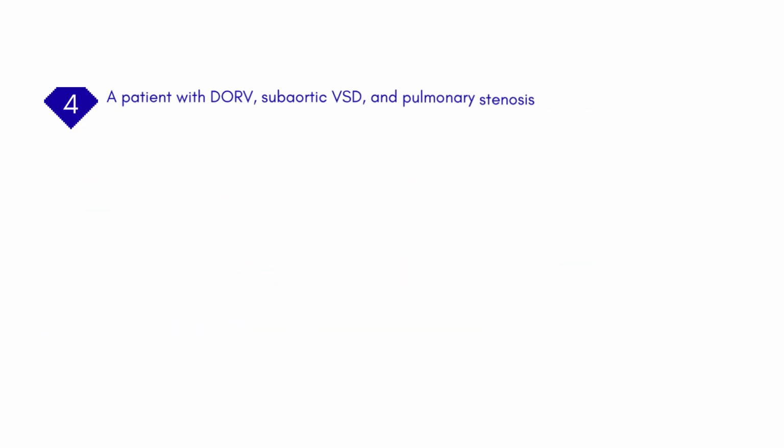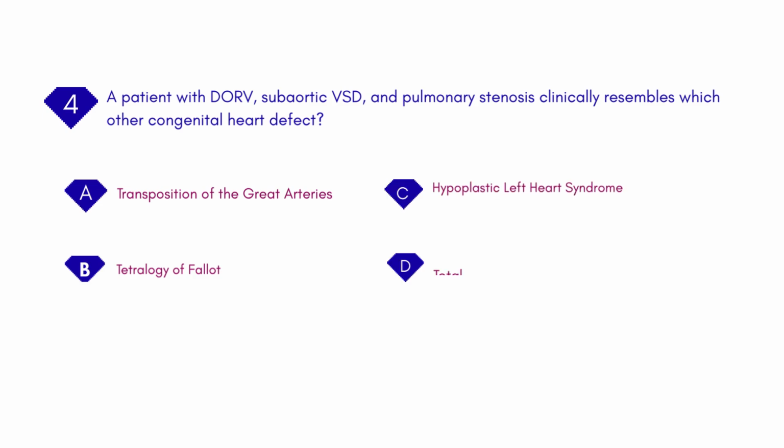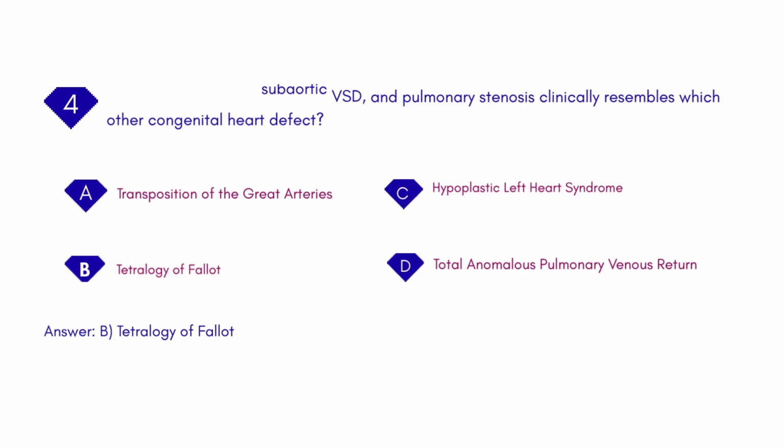A patient with DORV, subaortic VSD, and pulmonary stenosis clinically resembles which other congenital heart defect? A. Transposition of the great arteries. B. Tetralogy of Fallot. C. Hypoplastic left heart syndrome. D. Total anomalous pulmonary venous return. Answer: B. Tetralogy of Fallot.